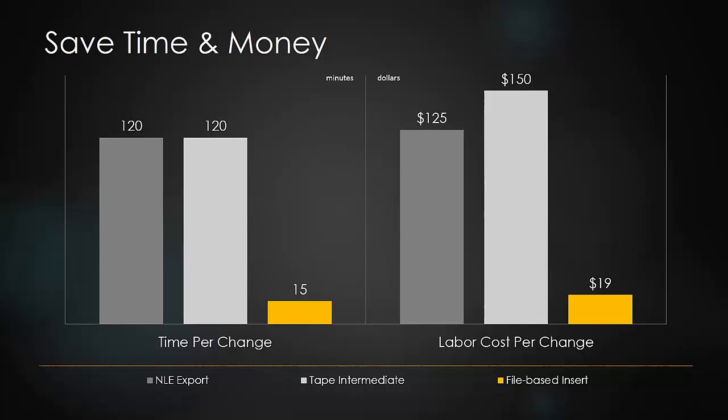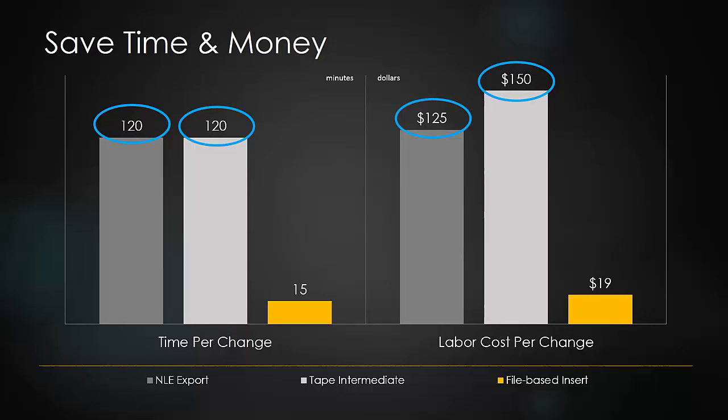From the workflow comparisons we just went through, you saw that InsertEdit can save you a lot of time. Now let's look at some numbers. We've asked some industry friends to help us put this together, and here's what we came up with. For both a tape intermediate and NLE export workflow, the time for a change to an hour-long program will run about 2 hours, with labor costs of $125 to $150 per change.